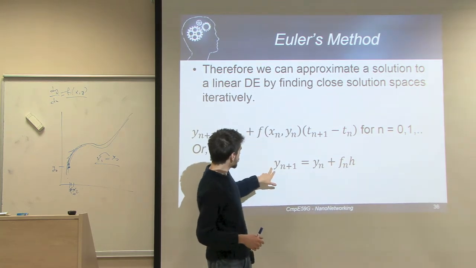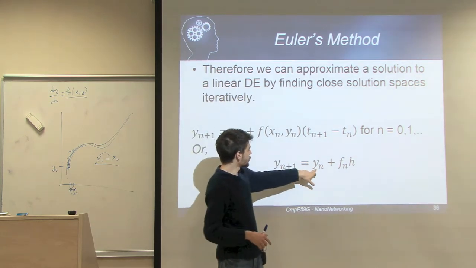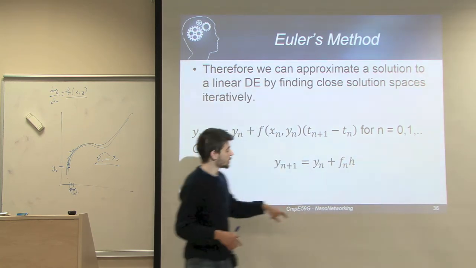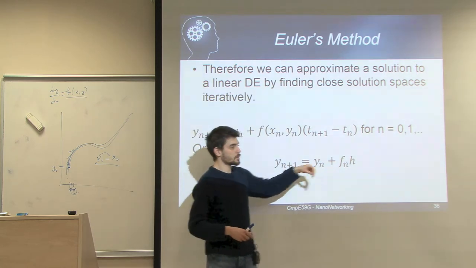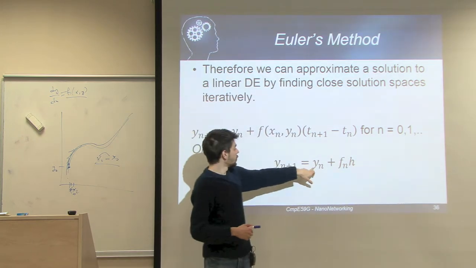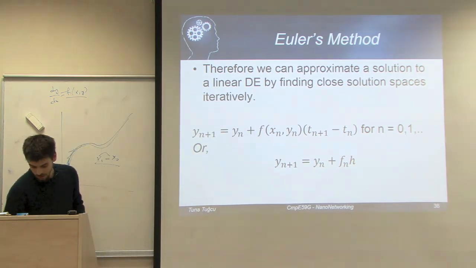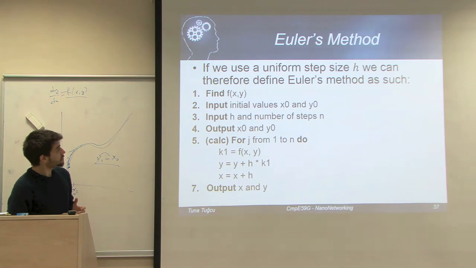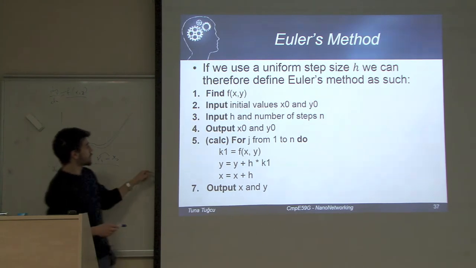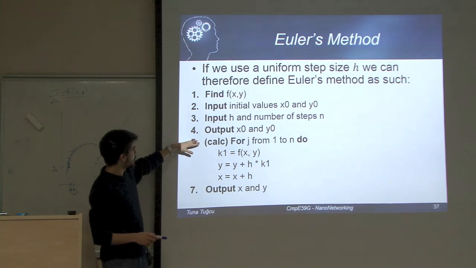So to evaluate y_{n+1}, you just add y_n plus the function times the step size. It's rather easy. If you are trying to evaluate x1 and find y1, you would use y0 and f0 times h, right? Quite easy. And the pseudocode for this Euler's method is very simple. As you can guess, these are some initializations, and the main thing occurs in this for loop.